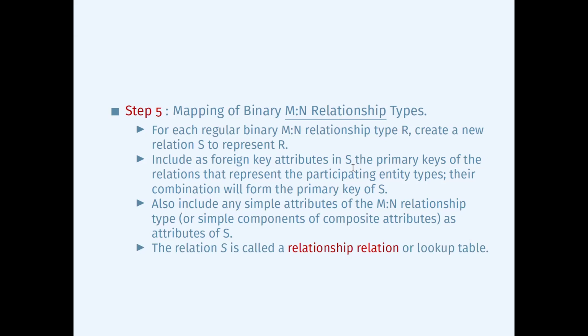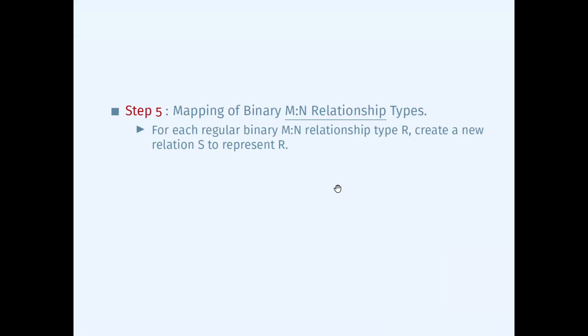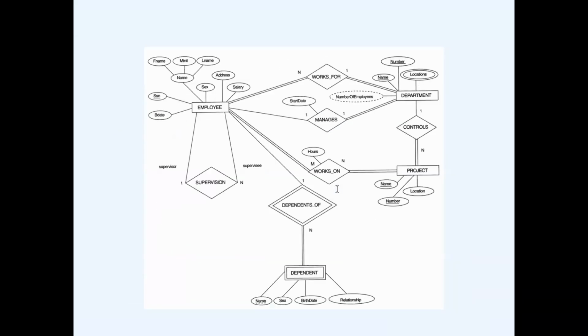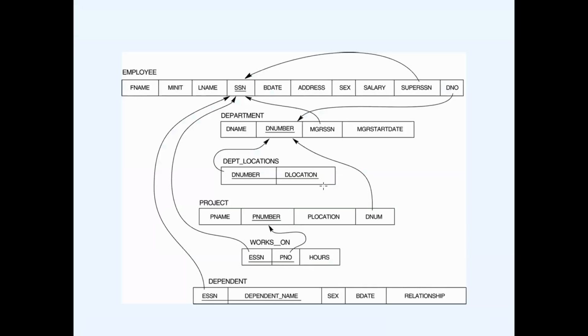Now this is called a relationship relation. Right. So to explain what we discussed just now, if you have many-to-many relation, you create a separate relation called works on. And then you include both the registration number and the project number. Then we'll make it a 1.